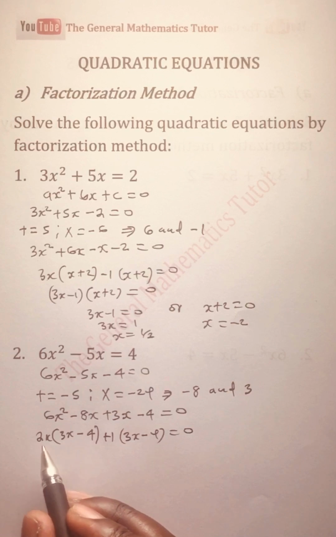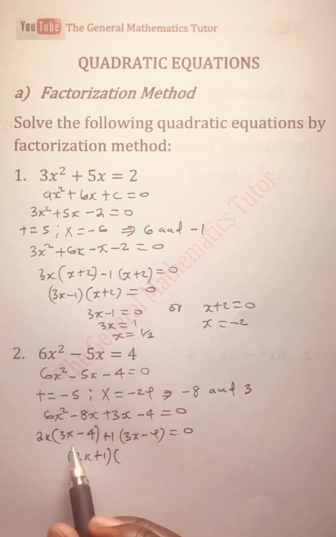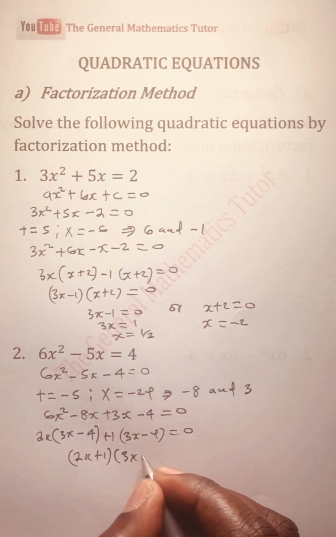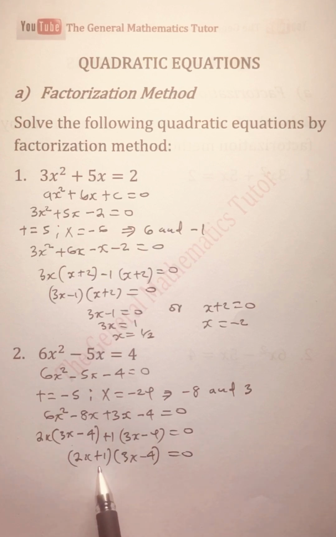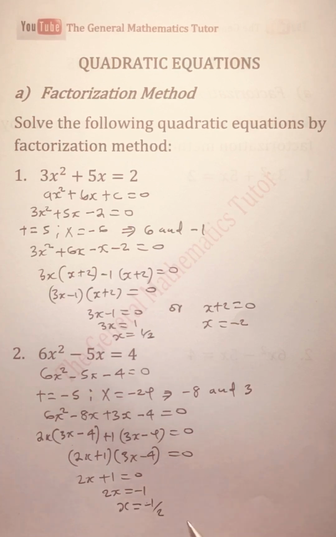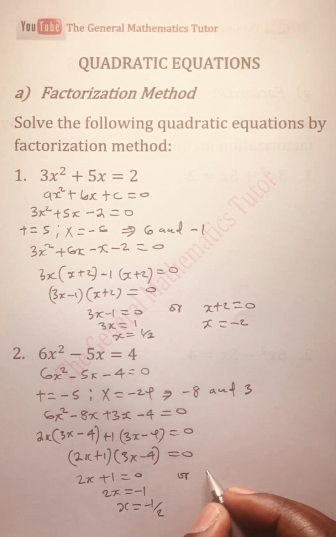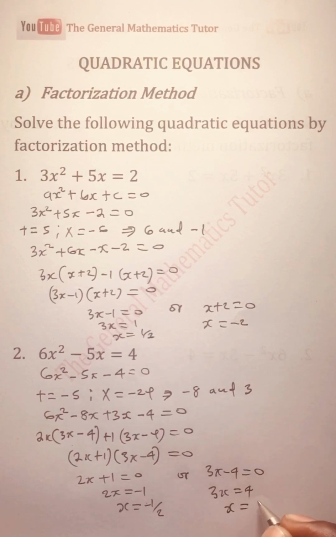Then we take 2x plus 1 times 3x minus 4 is equal to 0. For the product of these two numbers to be 0, it means either one of them is 0. So we say, what if 2x plus 1 is equal to 0? Then 2x will be negative 1 and x will be negative 1 over 2. Or what if 3x minus 4 is the one that is equal to 0? Then we'll have 3x is equal to 4 and x equal to 4 over 3.